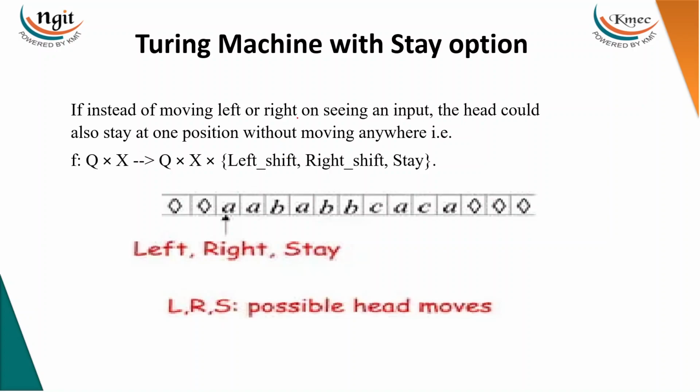See here, instead of moving left or right on seeing an input, the head could also stay at one position without moving anywhere. So we have mentioned directly N, no movement, but actually you'll have S, the stay. So it is going to stay at the same position. In a particular state, if you read a particular input symbol, what would be the next state, and what is the updated symbol? Whether you are moving left side, right side, or staying in the same place, you have to specify that. So what is the advantage?